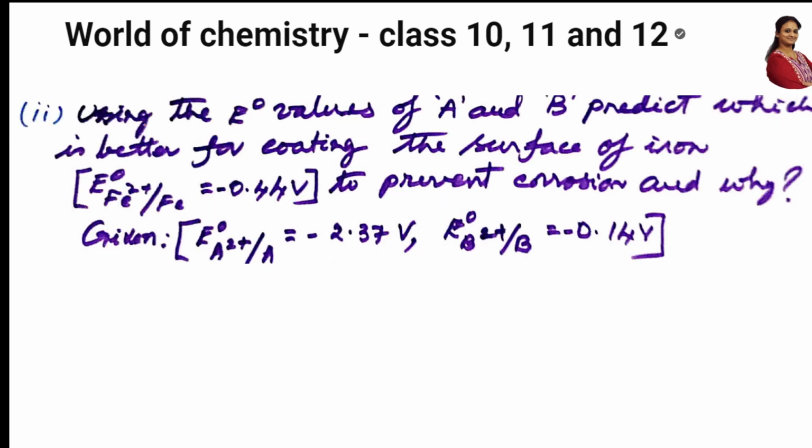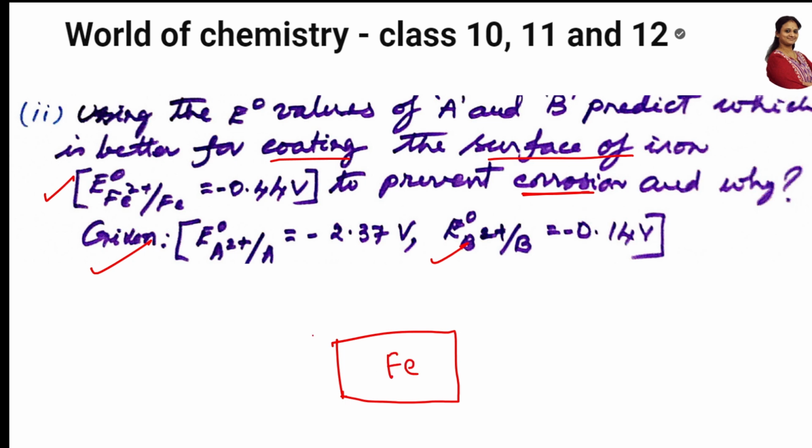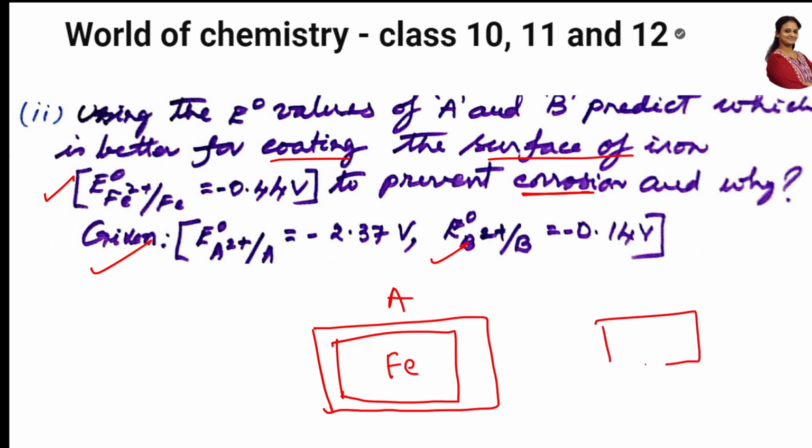Next question. Using the E naught values of A and B, predict which is better for coating the surface of iron. Okay, so what did they give me? Here they've given me reduction potential to prevent corrosion. Okay, corrosion means I have to protect the metal from oxidation. Here this value A is given, this value B. Everywhere reduction potentials are given. What did they say? First of all, this is your iron metal, correct? I have to protect it. So they asked whether I should cover it with A or with B. This iron, should I cover it with A? Should I cover it with B?